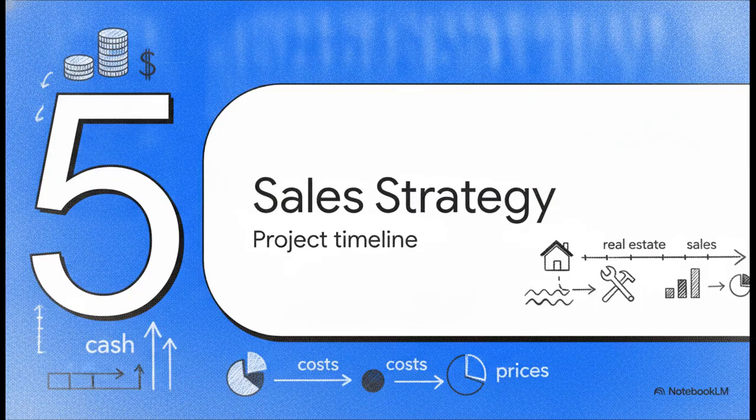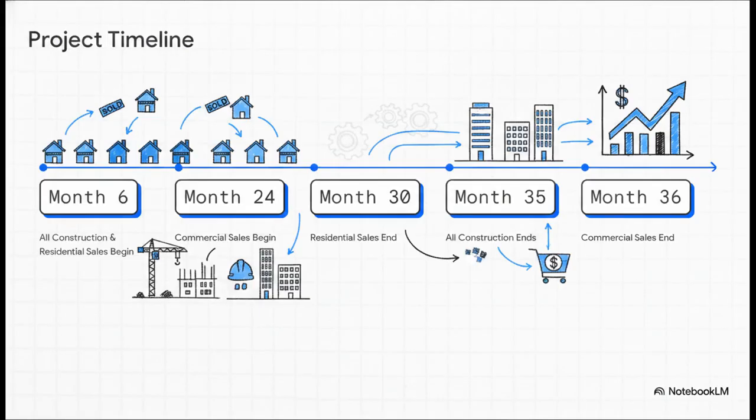Okay, Section 5, Sales Strategy and Timelines. We've got our costs and prices. Now we have to plot out exactly when the work happens and when the cash actually moves. Looking at our 36-month project lifecycle, residential sales kick off concurrently with construction, right at month 6. But take a look at this massive strategic delay. Commercial sales are held back completely until month 24. Residential sales wrap up at month 30, all construction ends at month 35, and commercial sales close out the whole shebang at month 36. Delaying that commercial real estate for 2 full years dramatically shifts exactly when we get to recognize our most lucrative revenue stream.